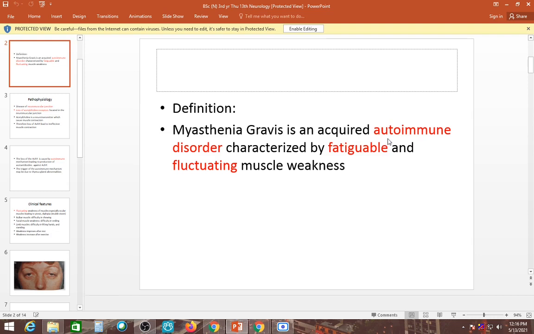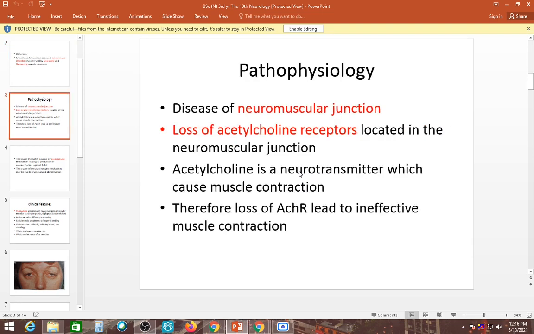Autoimmune means it is an immune reaction producing antibodies against the own body itself. So myasthenia gravis is an acquired autoimmune disorder characterized by fatigable and fluctuating muscle weakness. It is a disease of the neuromuscular junction, that is the place in the nervous system where a nerve meets and connects to a muscle. The nerve is connecting to a muscle. Why? To make the muscle move so that we can walk, we can talk, we can lift our hands, we can run. So at that place where the nerve is signaling the muscle and is contacting, there is the disease.